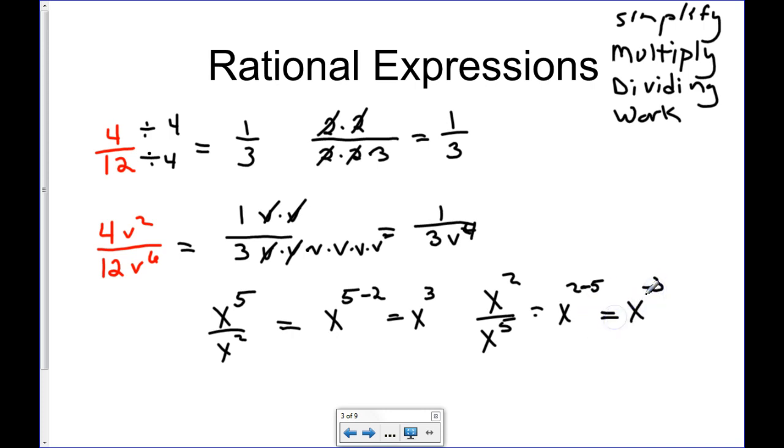What does that mean, if I have a negative 3 in my exponent? Yep, it's going to be 1 over x to the 3rd. Okay, so those are 2 basic rules that you guys should remember for this unit, okay? Any questions on this particular page? Give me a thumbs up if you feel like you're ready to go on. All right.